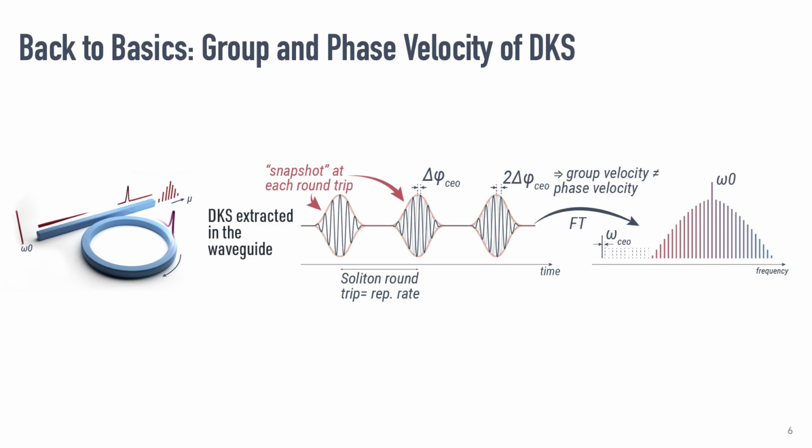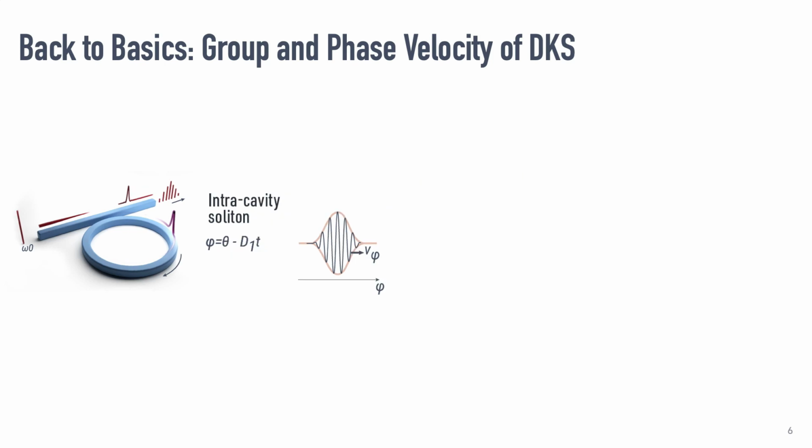What happens in a resonator is that these pulses are actually a snapshot at every round trip when you extract your soliton from the resonator. So what's happening in the resonator is that you have a group velocity that is different from the phase velocity. Because it's different, the oscillations under the envelope drift by a fixed amount at every round trip. So now we can look at what's inside the resonator instead of what's in the waveguide.